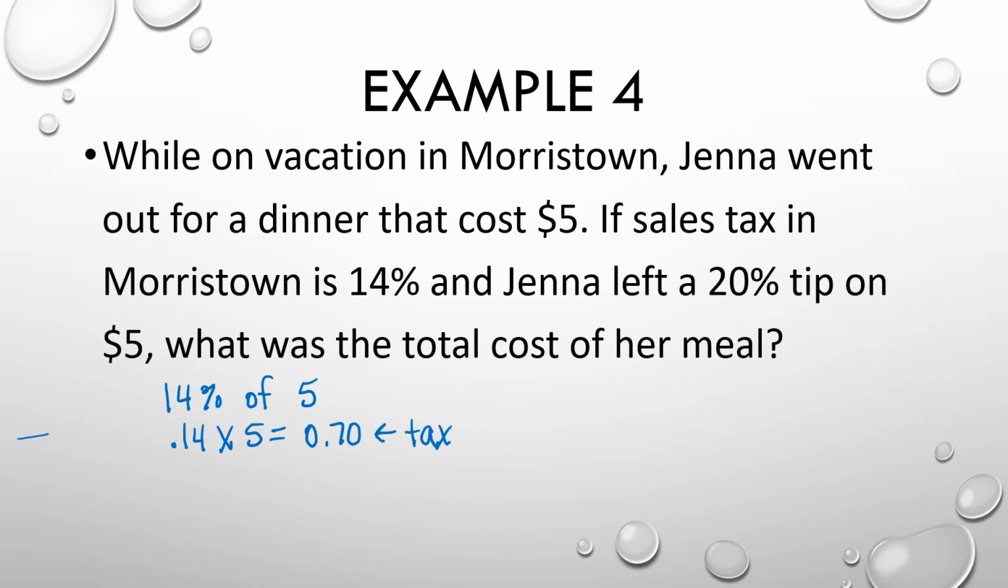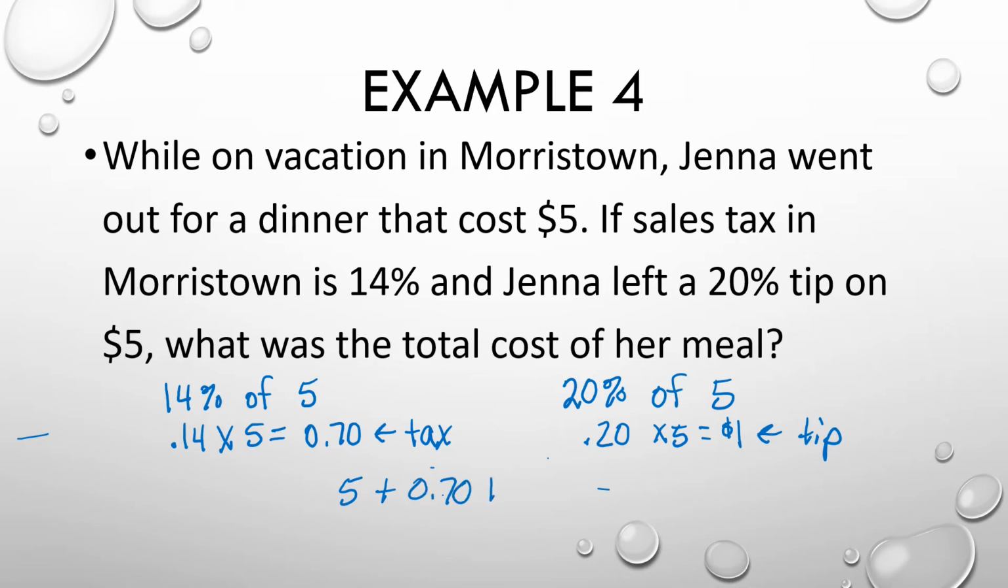And then we have to do 20% for our tip. So 20% of the $5 for the meal. So that is 0.20 multiplied by 5, which equals $1. And that is our tip. So to find our total, we would take the amount of dinner, which was 5, add our tax, which was 70 cents, and add our tip of $1, which gives us a total of $6. Almost made a mistake there. $6.70.